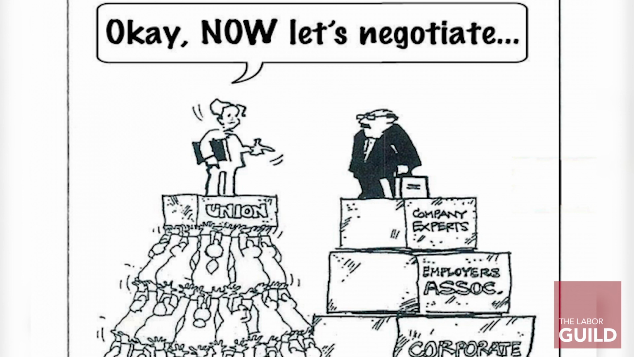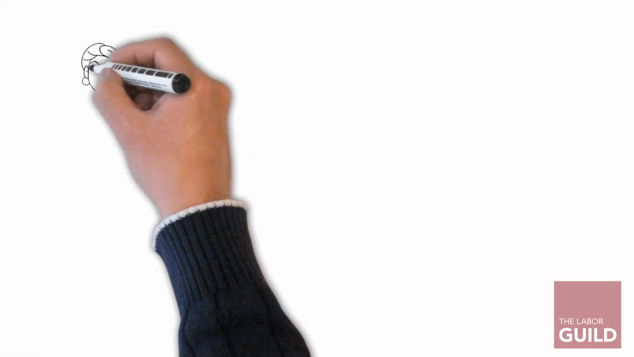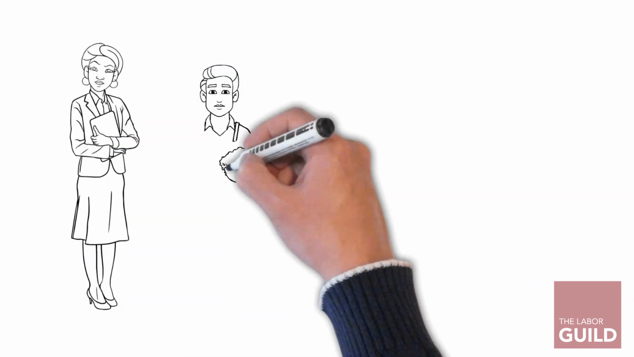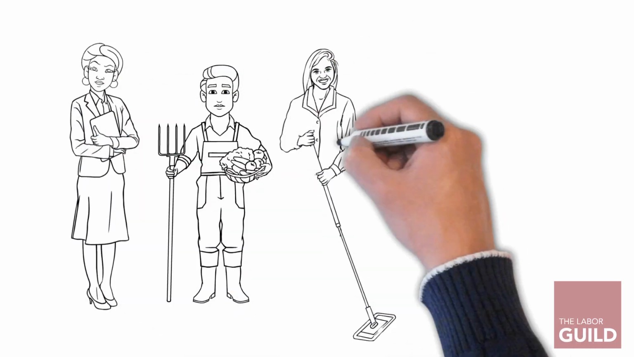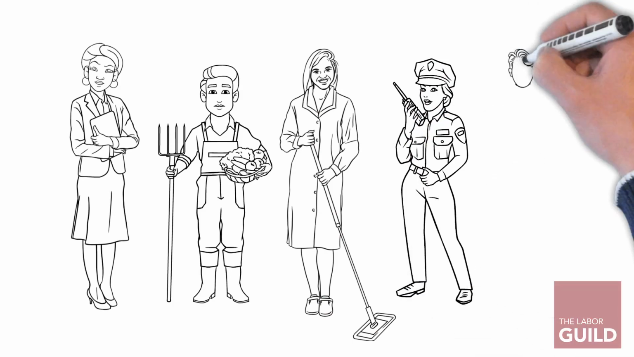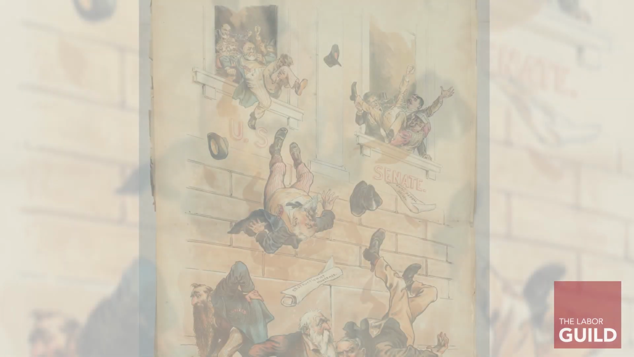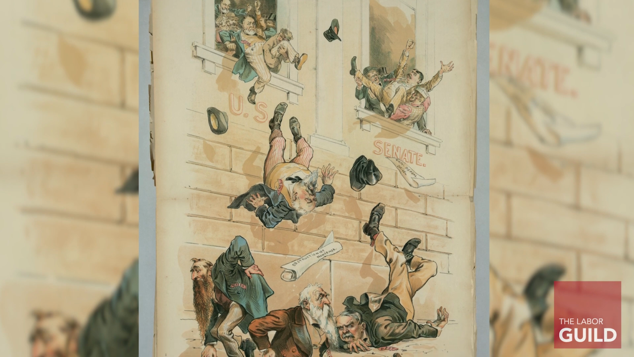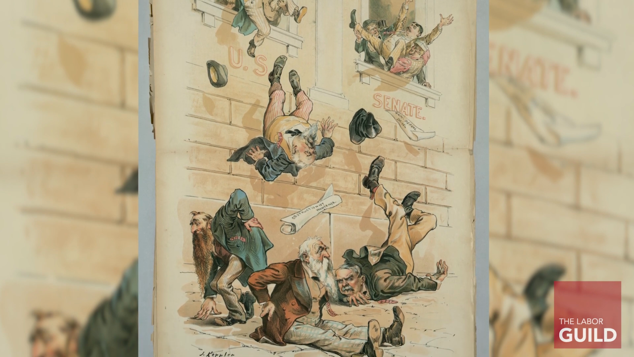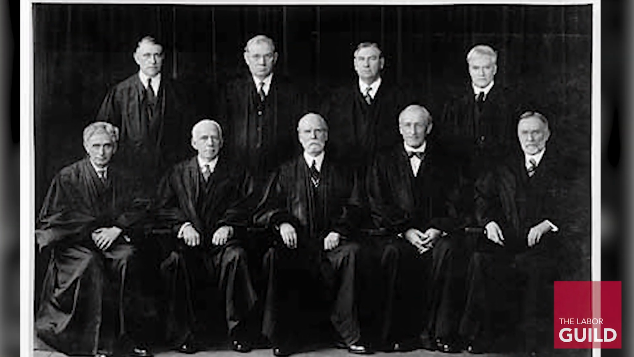However, the Act did not, and still doesn't, apply to certain workers, including supervisors, agricultural employees, domestic workers, government employees, and independent contractors. No surprises here. The NLRA was strongly opposed by conservatives and members of the Republican Party, but it was upheld in the Supreme Court in a case decided in 1937.